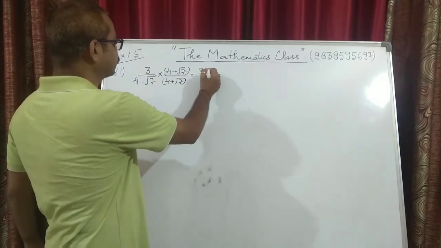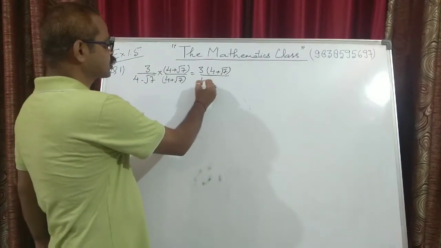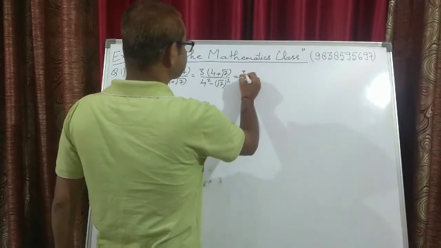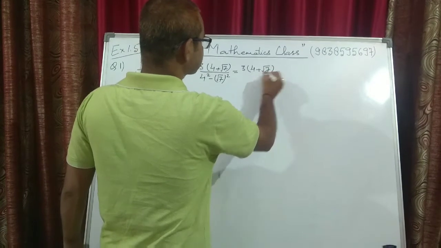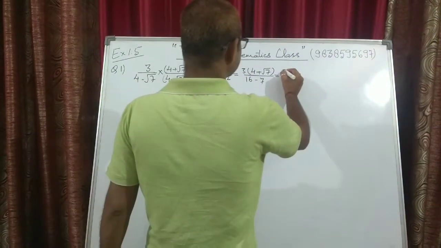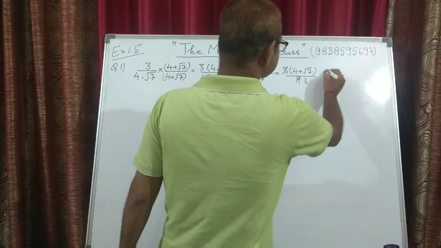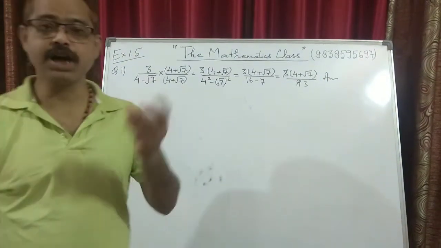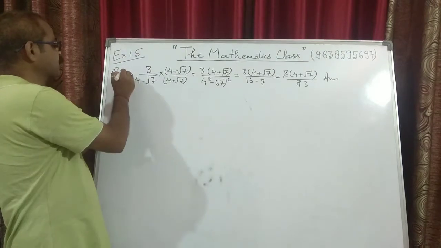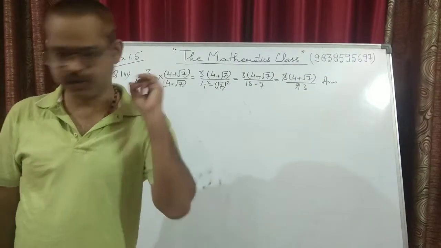Now this finally will become 3 times of 4 plus root 7 upon a minus b, a plus b is a square minus b square, that is 4 square minus root 7 square. That can be written as 3 times of 4 plus root 7 upon 4 square, 16 minus 7. 16 minus 7 is 9. So 3 times of 4 plus root 7 upon 9, so 3 3s are 9, that is the final value. This is how we rationalize the denominator. This was the third part of the first question, and this is the way we deal with all the questions that are given in the first question.